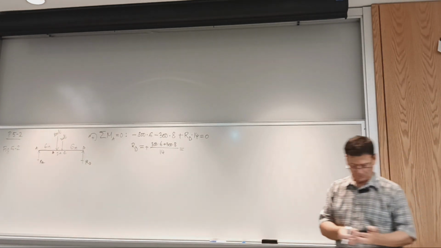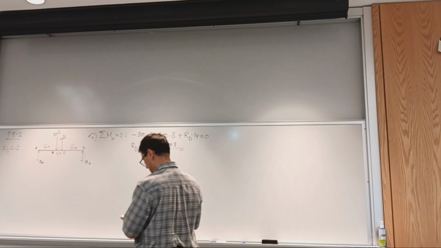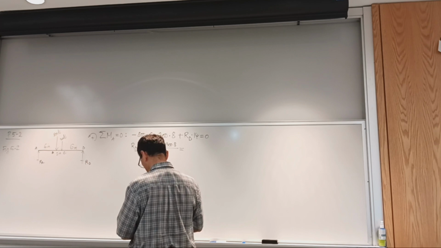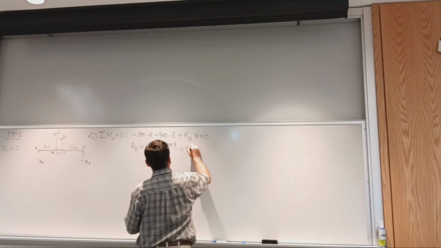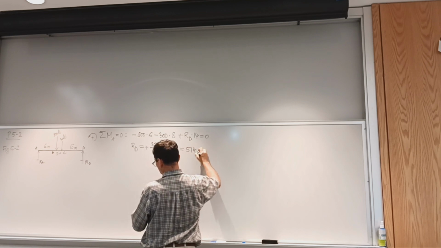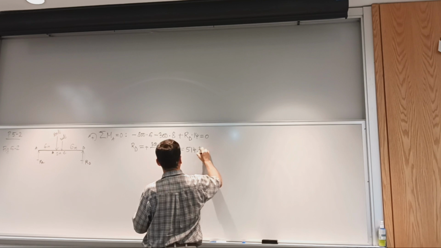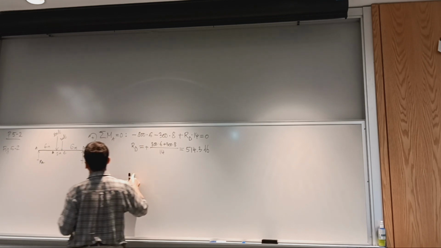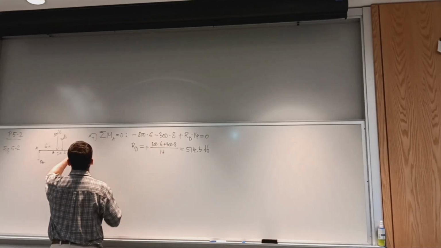Okay. So let's calculate it quickly. 800 times 6 plus 300 times 8, over 14, equals 514.2835, I could say 514.3 pounds. Okay, and then I move to the sum of moments about point D.